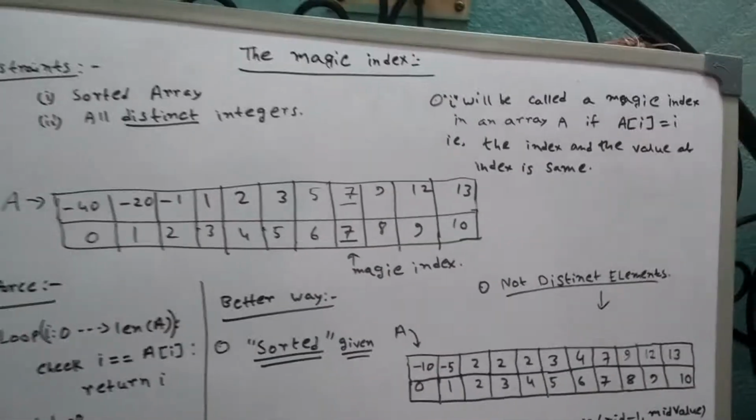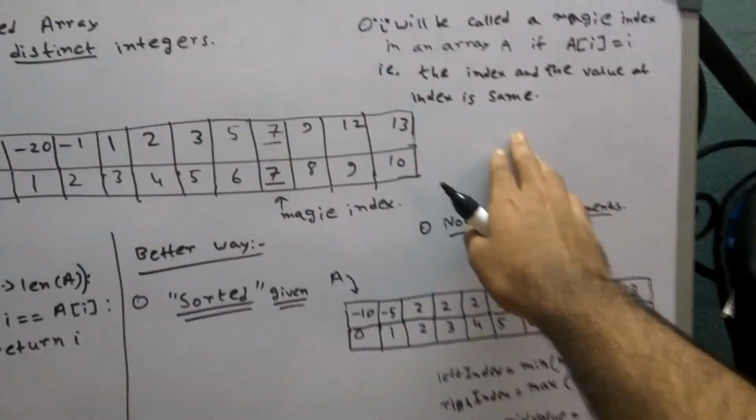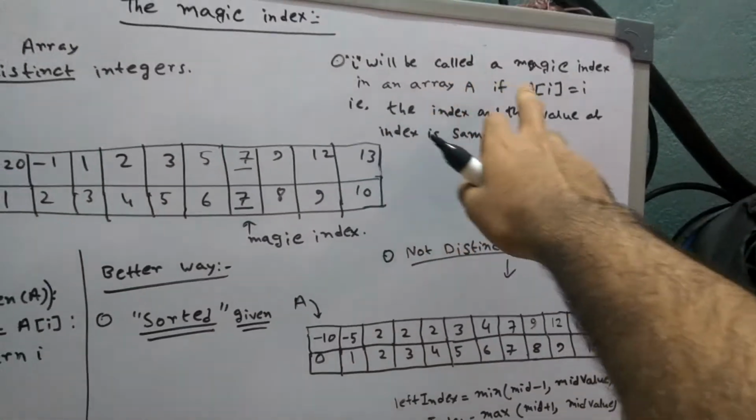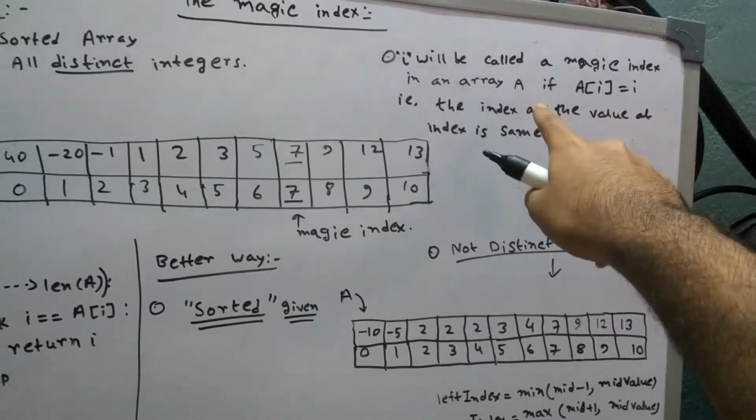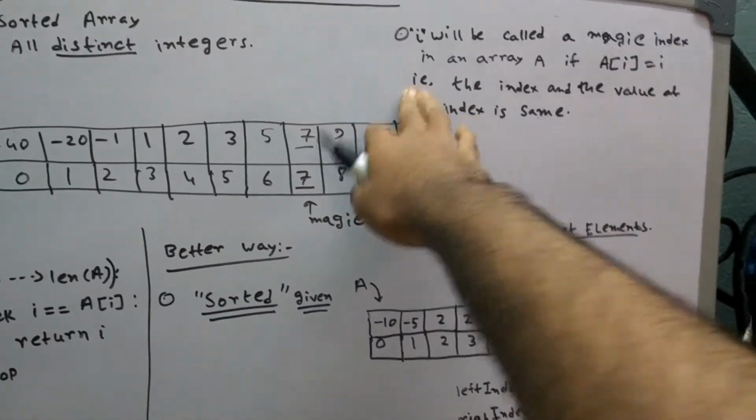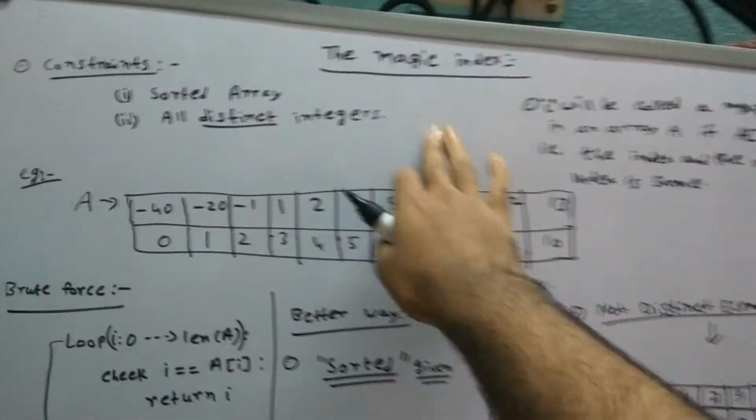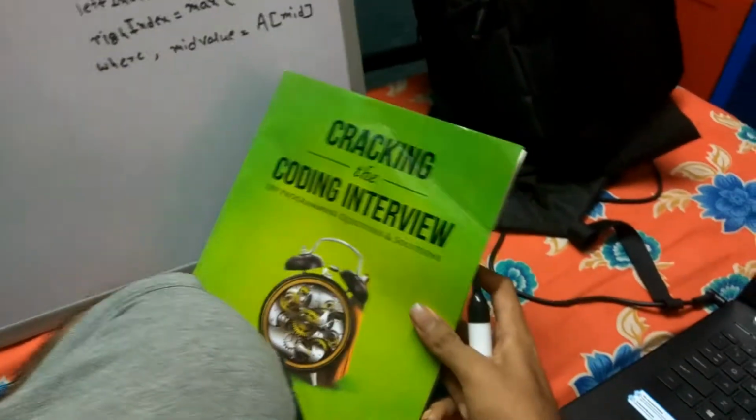So what does magic index mean? Let me explain. An index i is called a magic index in an array A if A[i] equals i. This means the index and the value at that index are the same. This is a problem from the book Cracking the Coding Interview, in the recursion chapter.